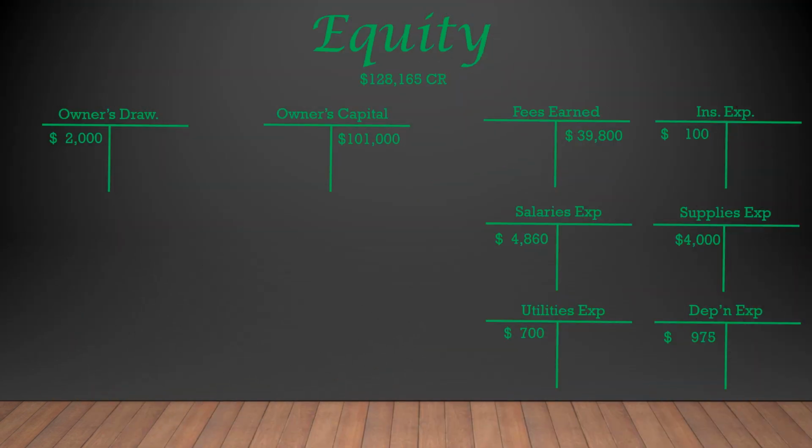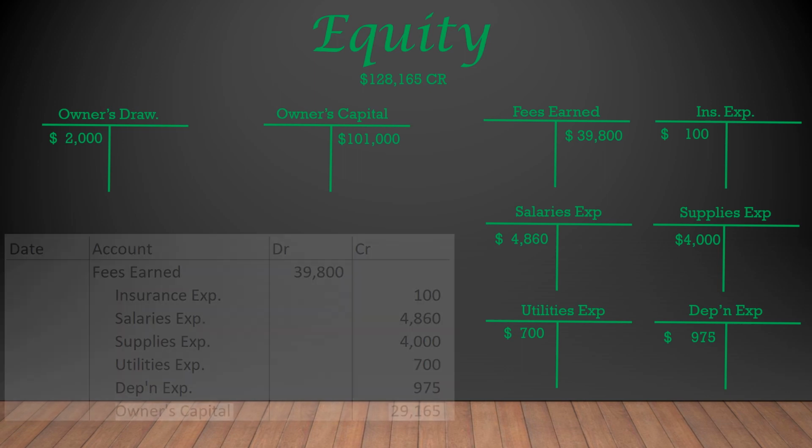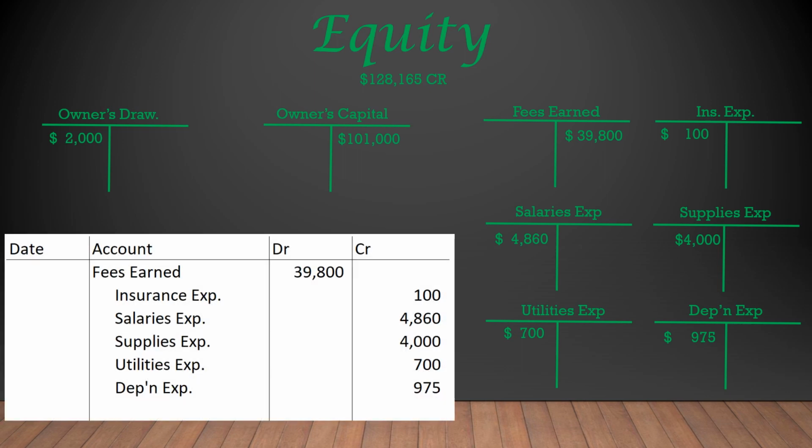Yet another quicker way to close out our temporary accounts is to move revenues and expenses directly to owner's capital without an income summary account. Under this method, our first entry would be as follows. We'd need to book a debit to revenues, or fees earned, to zero it out, as well as credits to each of our expense accounts to achieve the same effect.